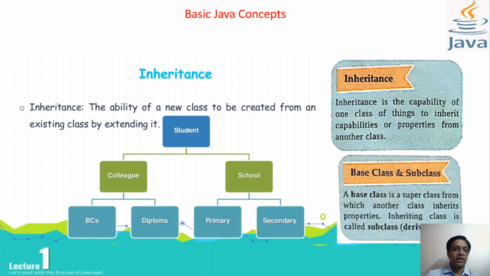Then we talked about inheritance. We all know inheritance is the ability of one class of things to inherit the capabilities or the properties from another class. That is, as we also acquired the properties of our parents, our forefathers, in certain terms. We have not acquired all the properties, only some of the properties get transferred from them, inherited from them.